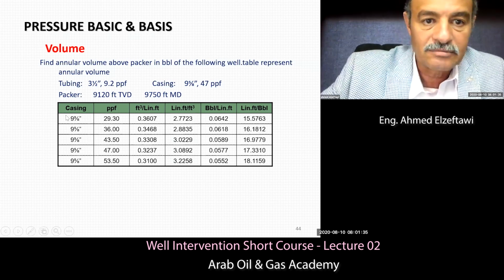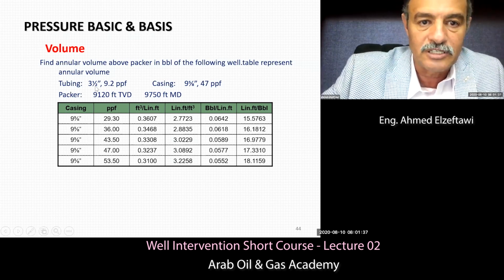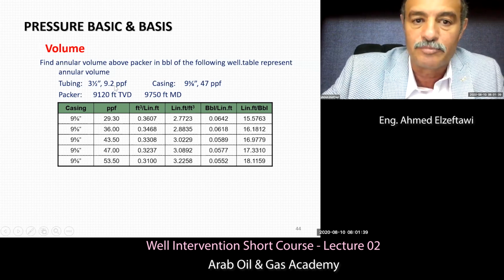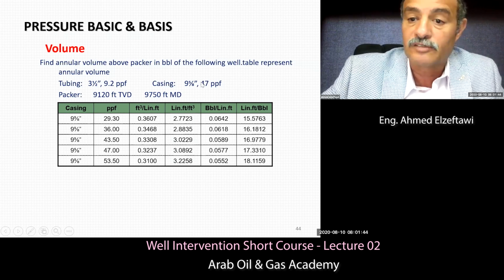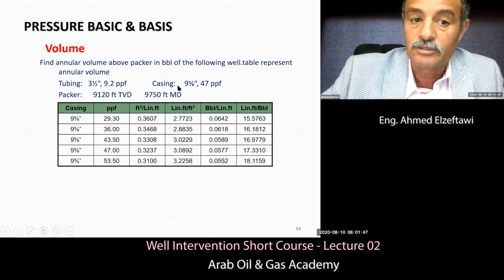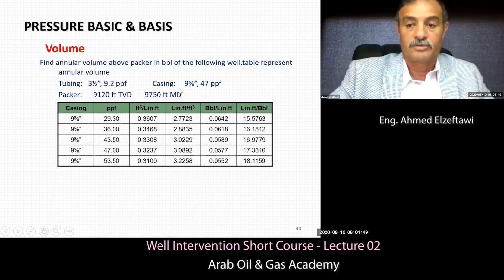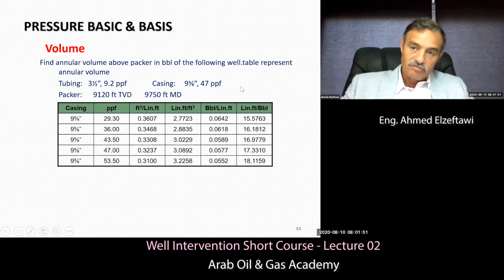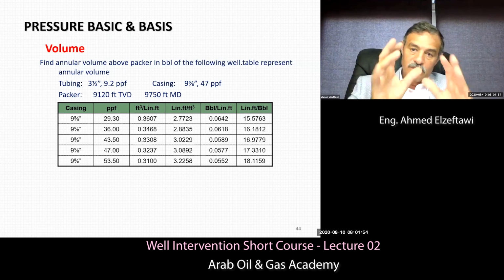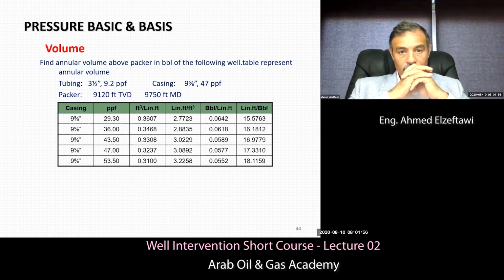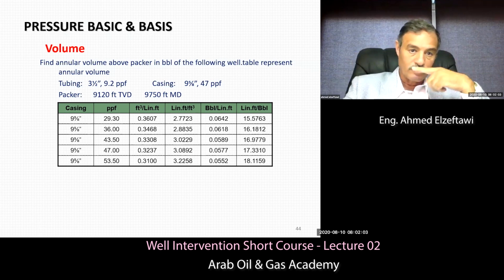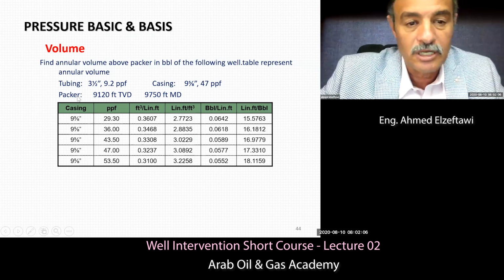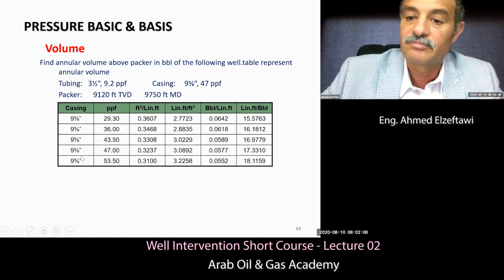I'm giving you that our tubing is 3.5 inch, 9.2 pound per foot. Casing is 9.58, 47 pound per foot. And we have the packer depth, TVD and measured depths. Of course, since we are dealing with volume, we will use the measured depths. The casing data we have is 9.58, 47 pound per foot. So the first column, as you see, is all about 9.58.